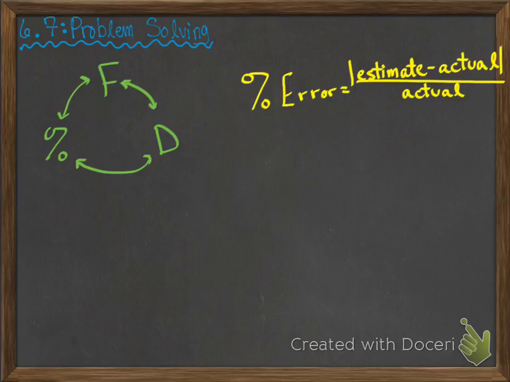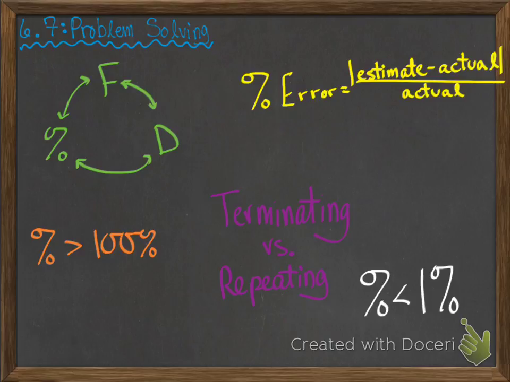Percent error equals estimate minus actual, the absolute value of that over the actual. Terminating versus repeating decimals, percents greater than 100% and percents less than 100%. So this video is actually a working through of your 8 homework problems.